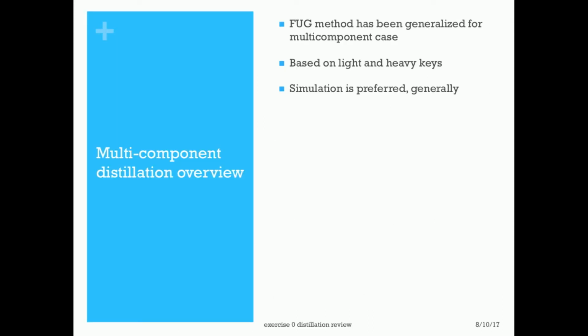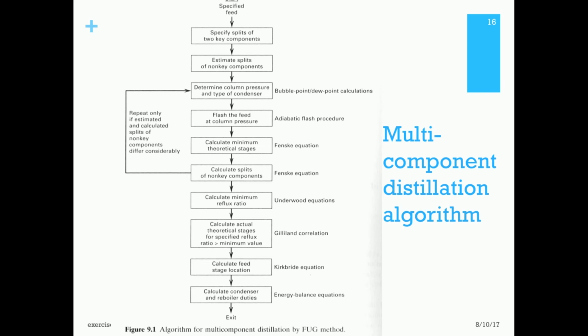Okay, you are familiar with the FUG method, which is the Fenske-Underwood-Gilliland equation set. It has been generalized for multi-component systems. It's based on light and heavy keys. And generally, even though we use this to get started, we prefer simulation to actually depending on the FUG method. Here is an example of how it's employed. This is step by step.